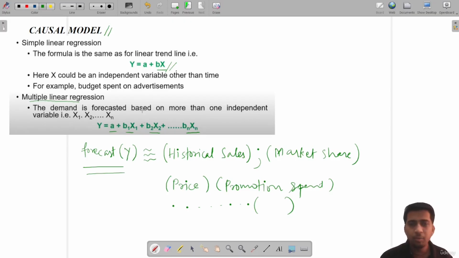In this lesson, we learned how you can have multiple factors accounted for in your forecast. In the next lesson, I'll show you with the help of Excel how you can use different parameters to forecast. So this is it for the causal model.